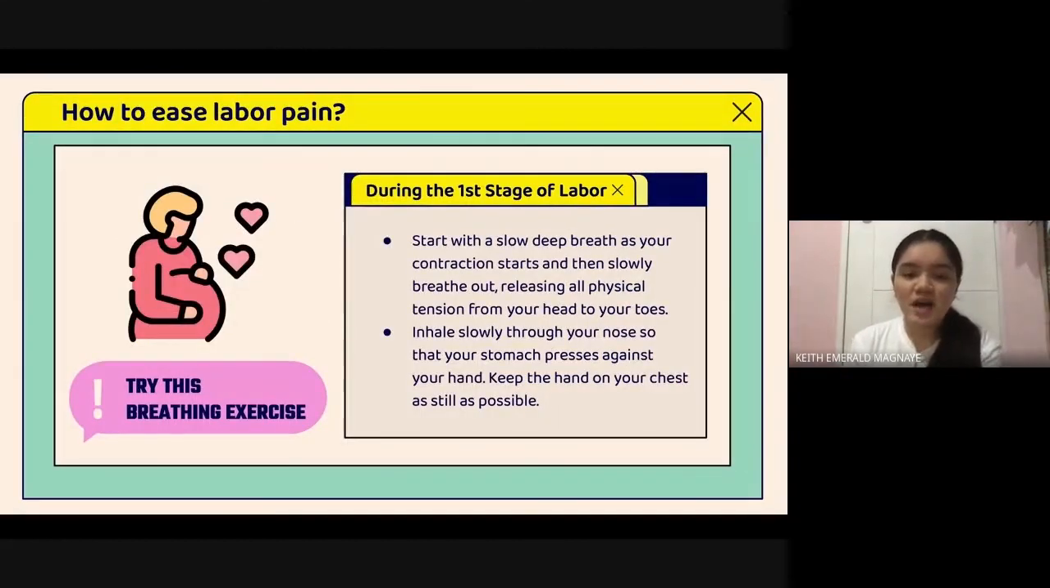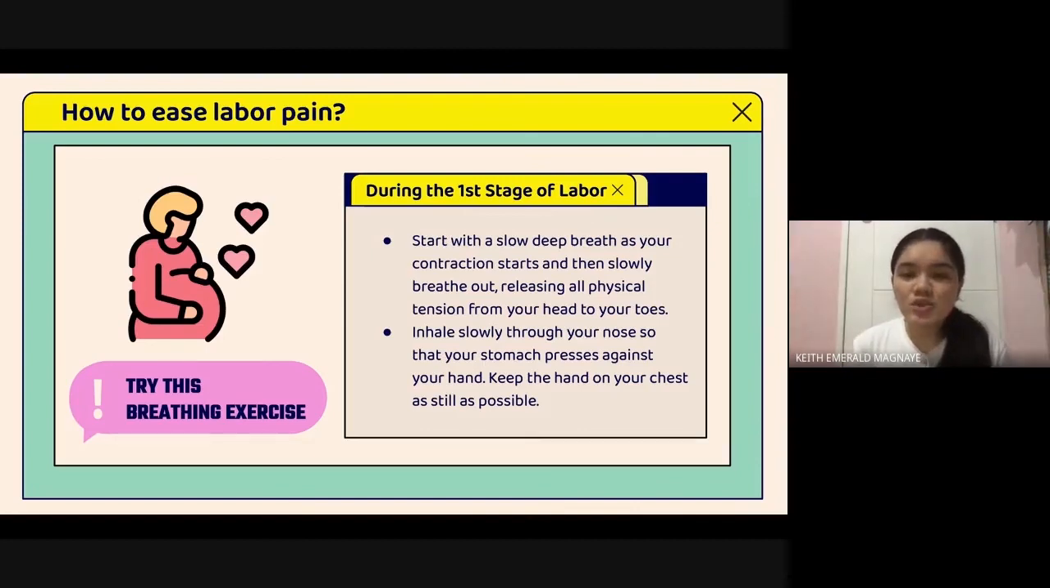So, this is a guide po on how you can practice your breathing exercise, breathing techniques during the first stage of labor. So first, start with a slow, deep breath as your contraction starts and then slowly breathe out, releasing all physical tension from your head to your toes. Pag may masakit po kasi, especially when you're having contractions, you may feel na tense po yung abdomen, even your legs po can sometimes be tense too.